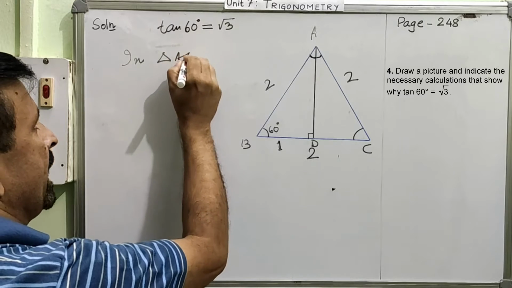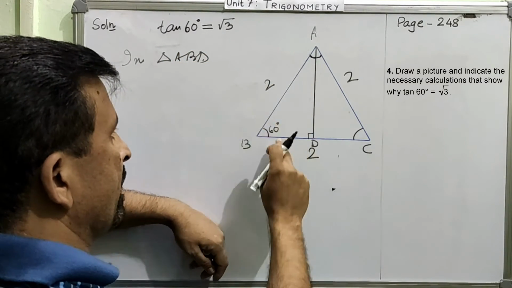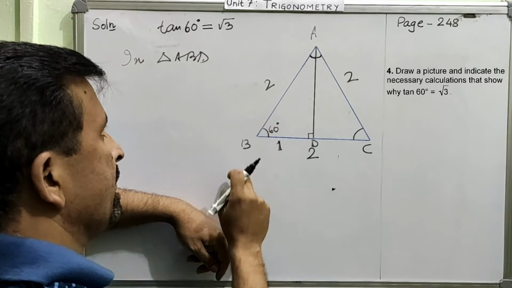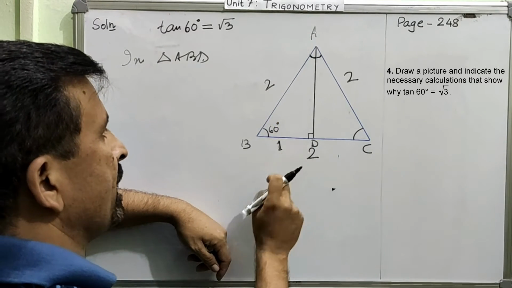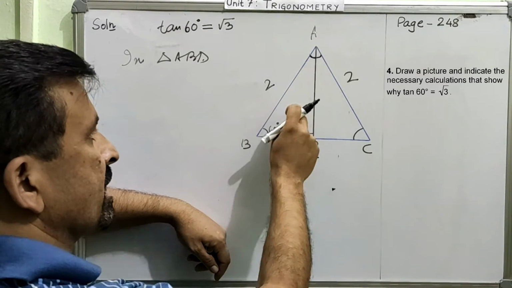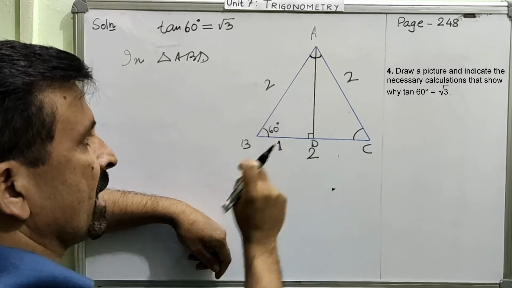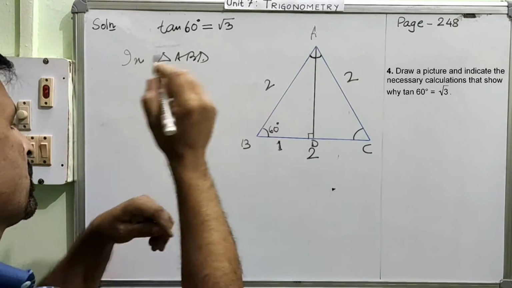In triangle ABD, we know the measurement of AB, we know the measurement of BD, but we don't know the length of this altitude. This is a right angle triangle, so using the Pythagoras theorem, we can easily find out the length of AD. Am I clear or not? So let us do that.